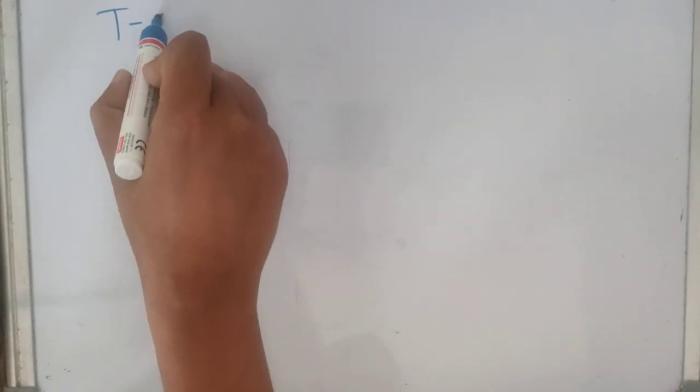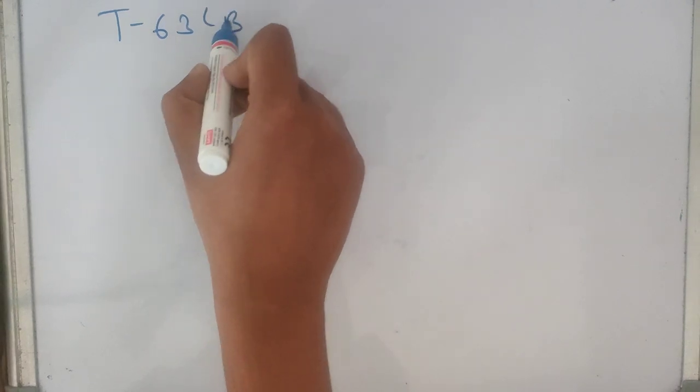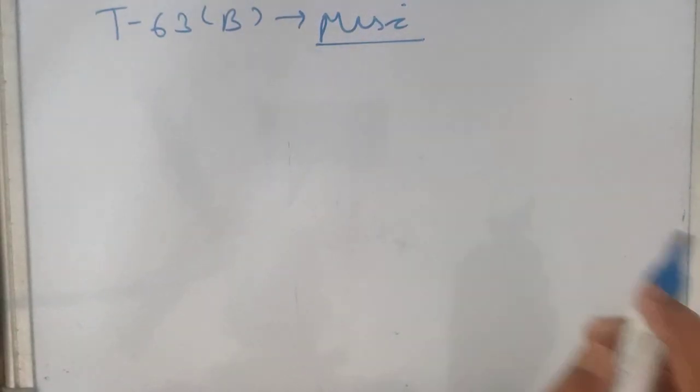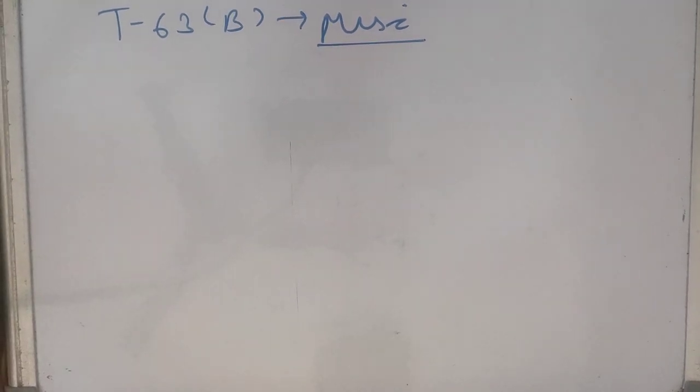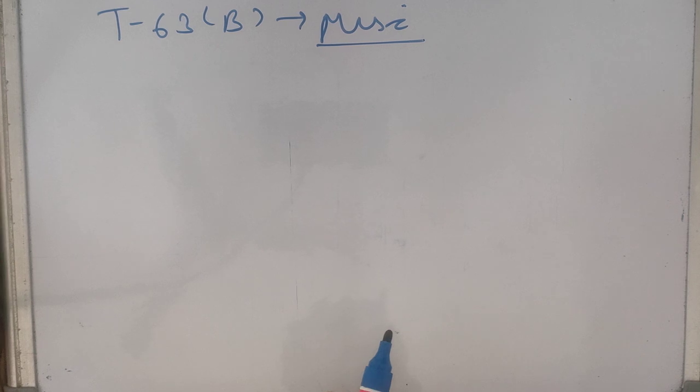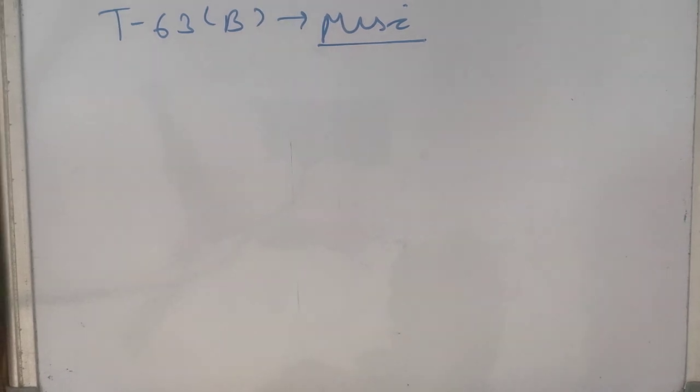So today we are going to do topic 63b of miscellaneous. So first of all, here we are going to discuss technologies for direct seeding of rice and transplanting of rice.